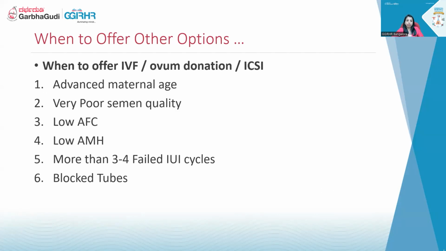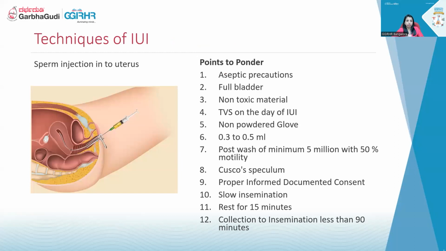And when to offer IVF? If you have already failed 3 to 4 cycles of IUI, the patient has advanced maternal age, the father's age is more than 40 years, there is a long-standing duration of infertility, the patient has a low reserve, the patient's semen parameters are not up to the mark, or there are bilateral or unilateral tubal blocks, then the patient should opt for IVF treatment.